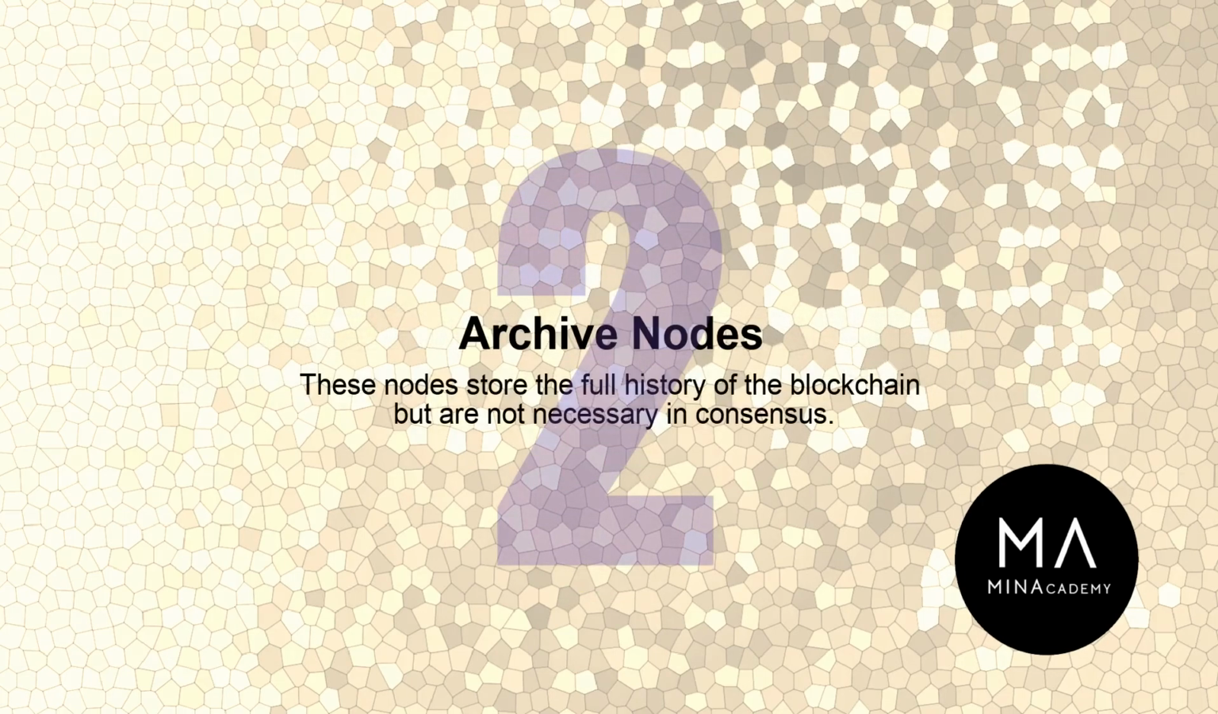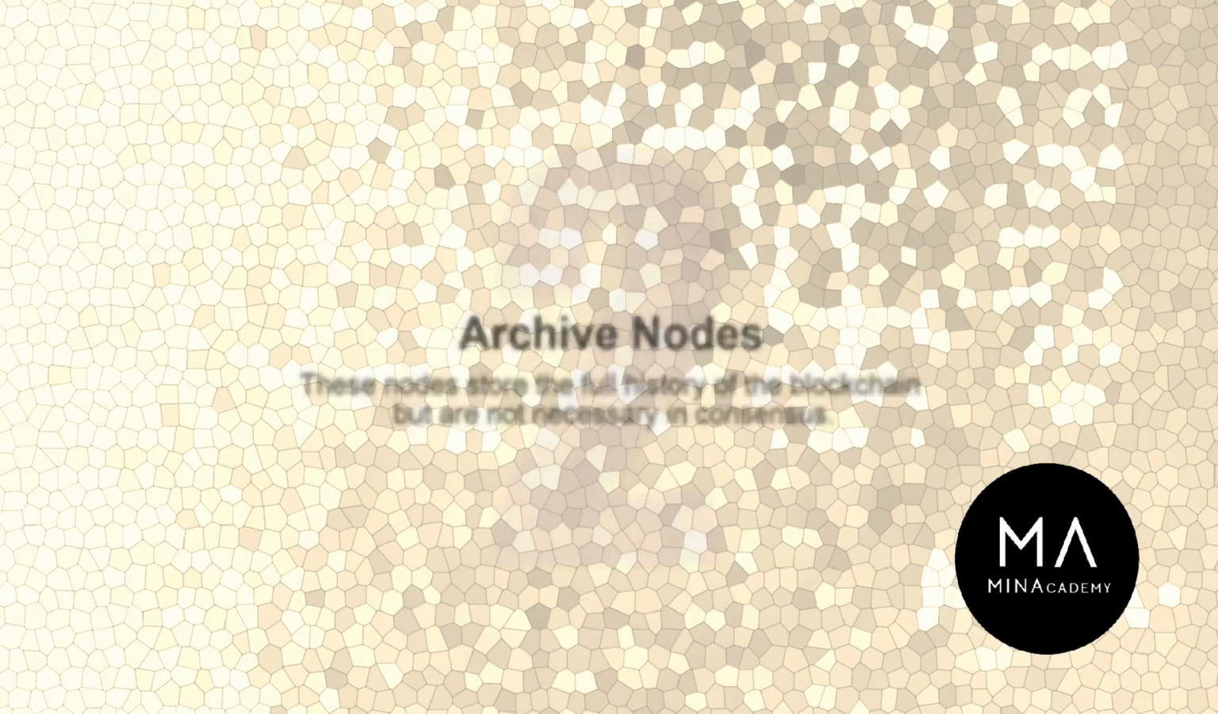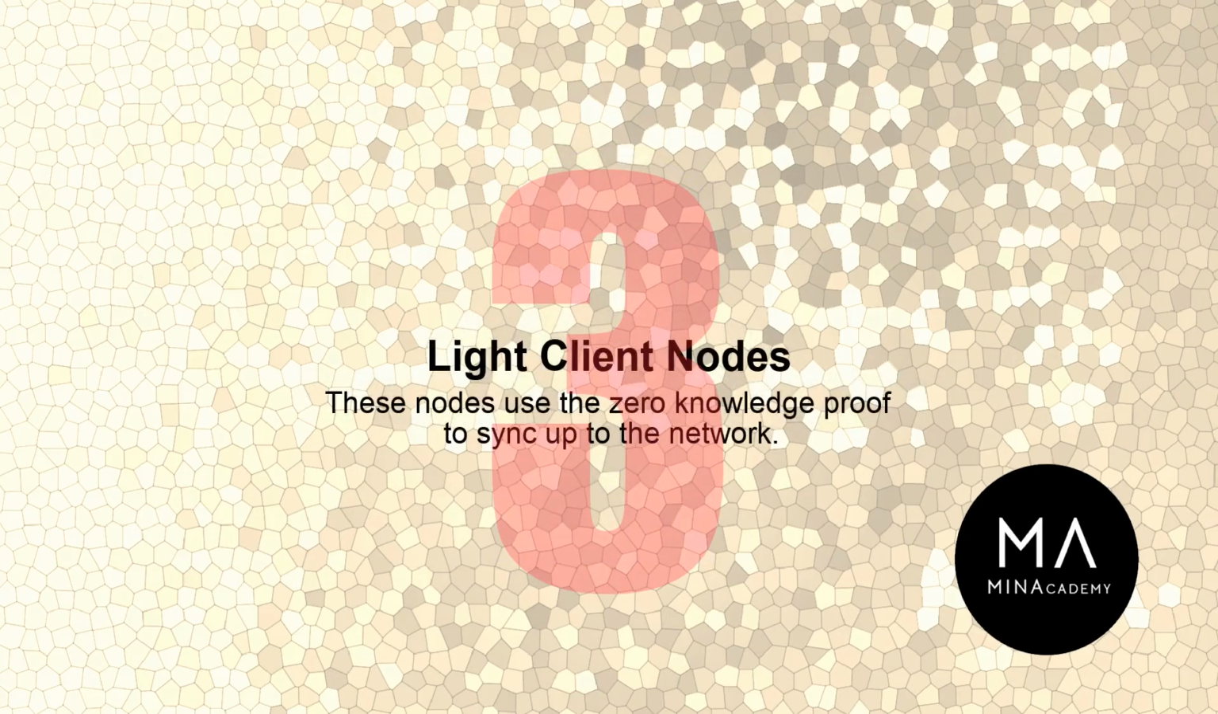Number 2. Archive nodes. An archive node is a regular Mina daemon connected to a running archive process. The daemon will regularly send blockchain data to the archive to store. From these, all the history of the Mina blockchain can be found. And finally, light client nodes. Once implemented, these nodes will only use a zero-knowledge proof to sync up to the network. These light client nodes also have the ability to run inside a web browser.